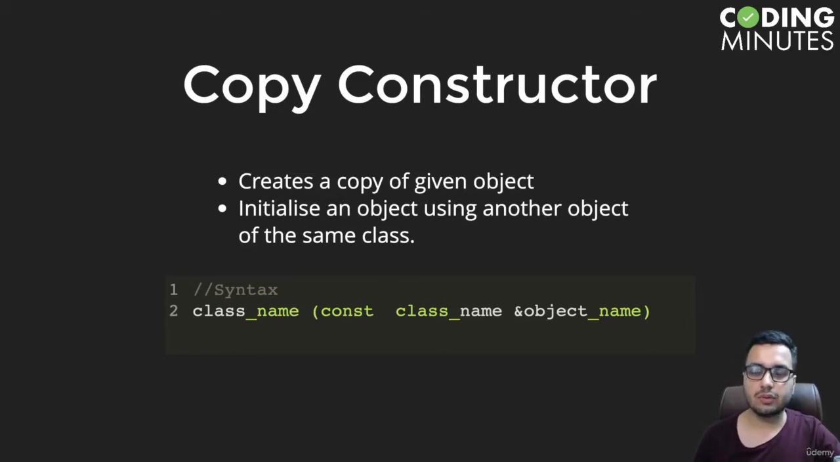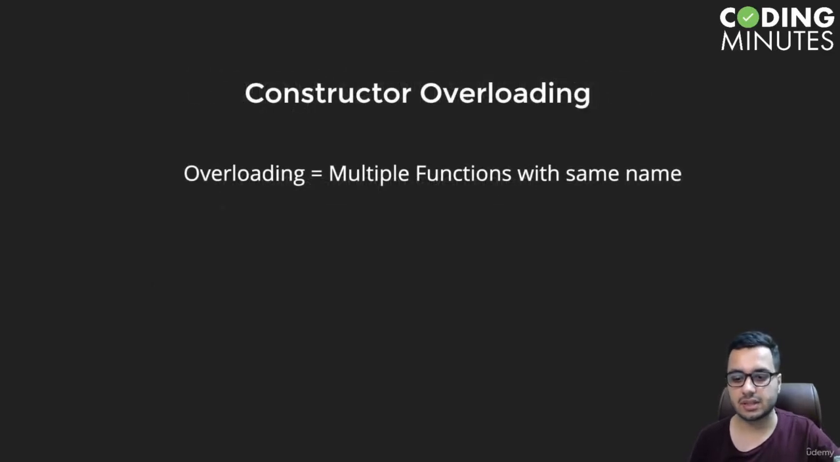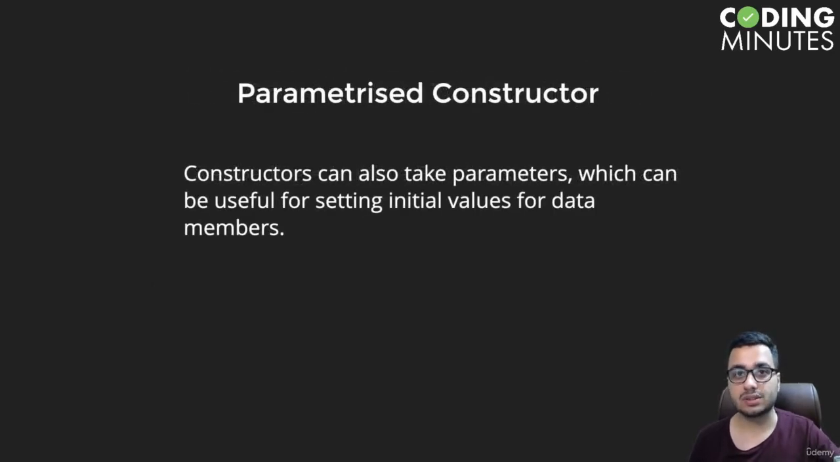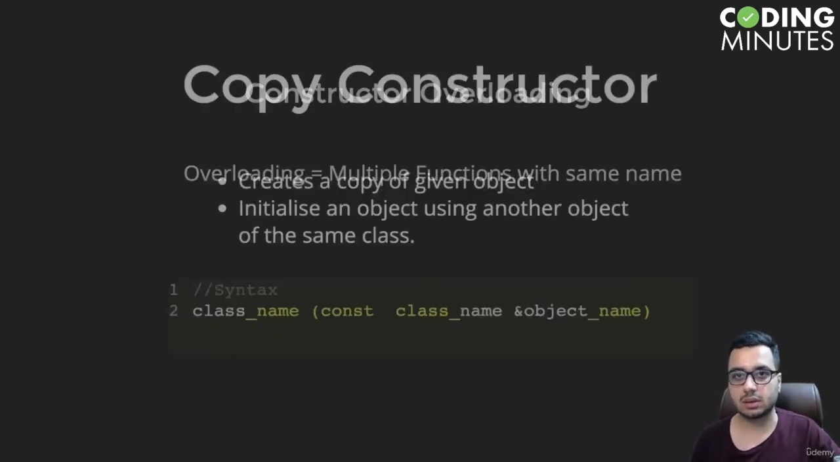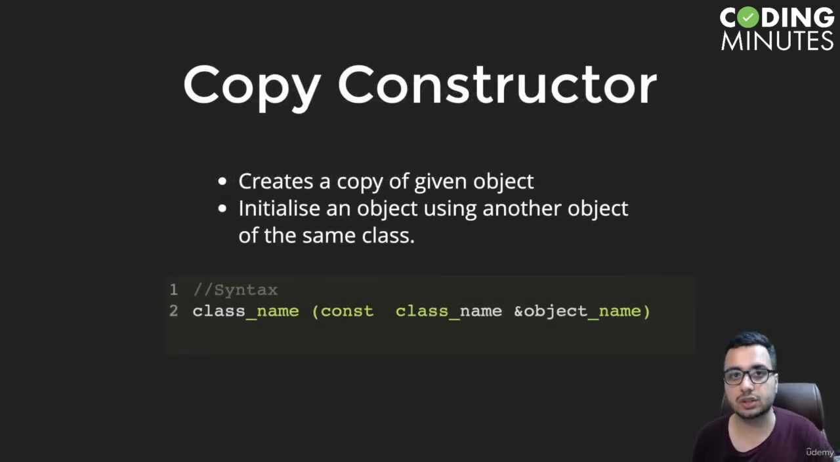Hi, so till now we have talked about object initialization using constructors, and we have seen how to construct a parameterized constructor. And we also talked about the concept of constructor overloading. Overloading basically means multiple functions with the same name. So when we are defining multiple constructors, that is also a kind of function overloading, and this is known as constructor overloading.